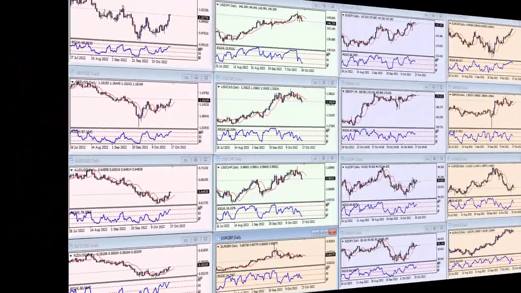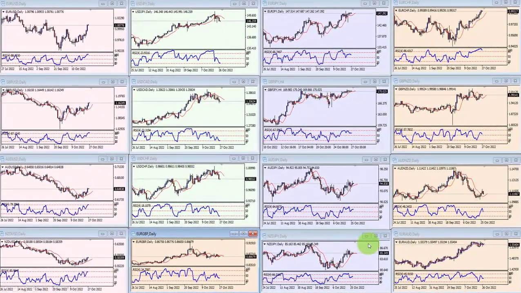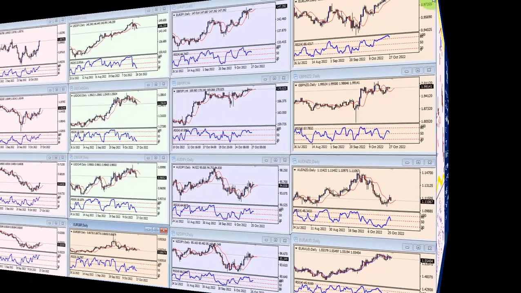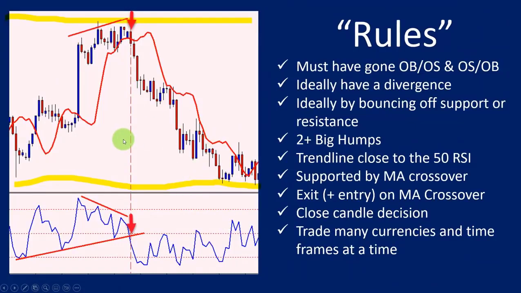So let's have a look. Here's an example of my trading charts. I normally trade about 16 currencies, and here I'm trading 16 currencies at the same time, and I'm taking only the best RSI signals that I can find. So I hope this is a brief summary of the system.